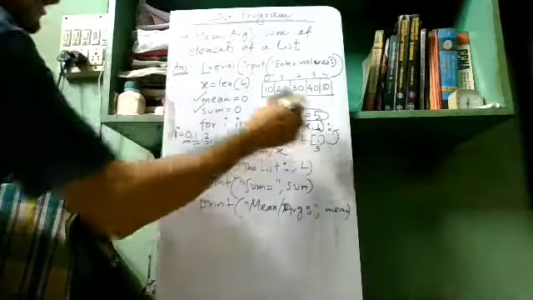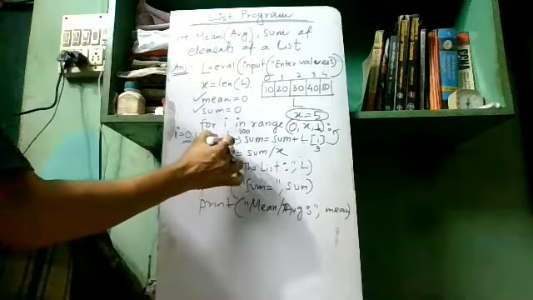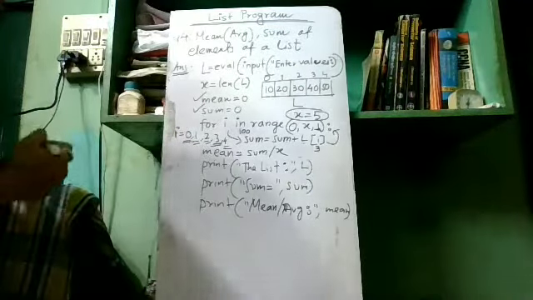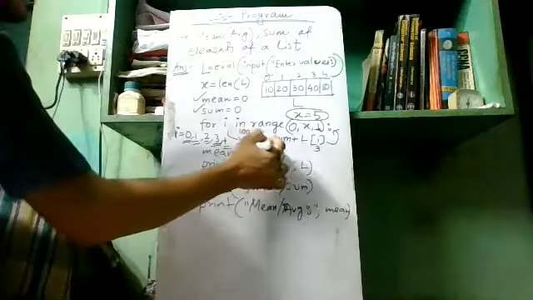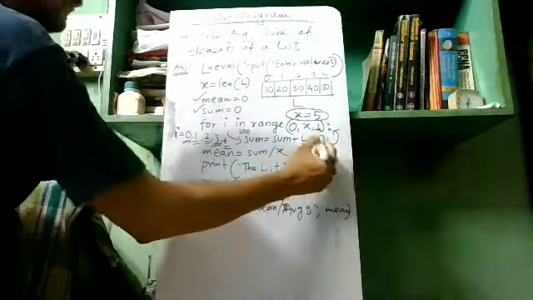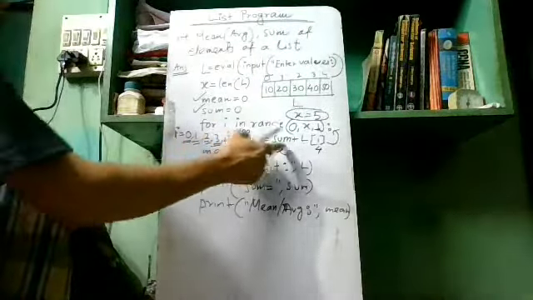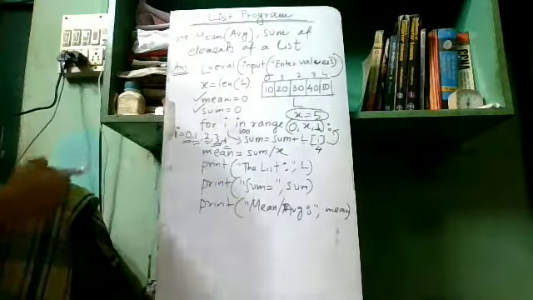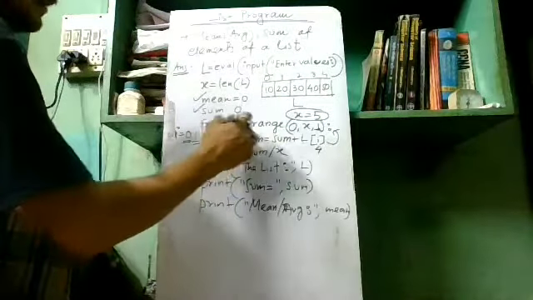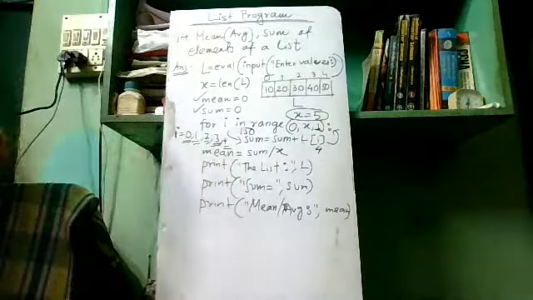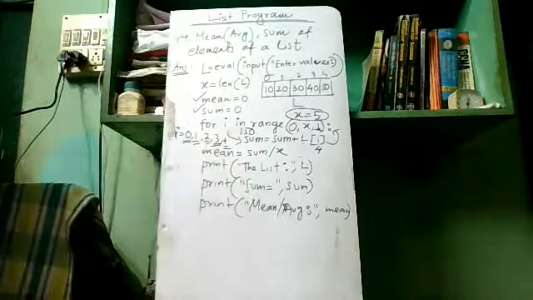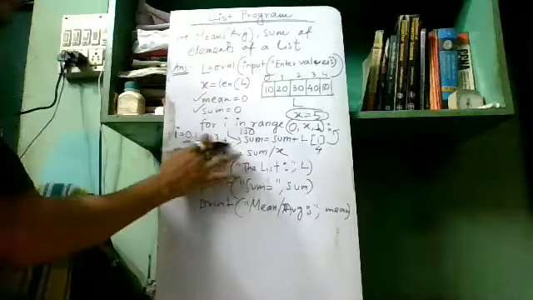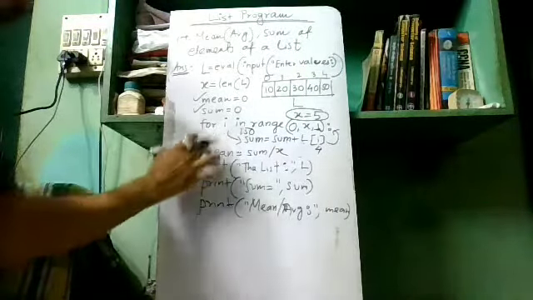Again the loop circulates. I will be incremented by 1, so I will be 4. When I is 4, then sum equal to sum plus Li. Sum was 100. Now Li, that means L4. L4 means 50. So 100 plus 50, it will be 150. So sum becomes 150. Remember, sum becomes 150. Now we are coming out of the loop.